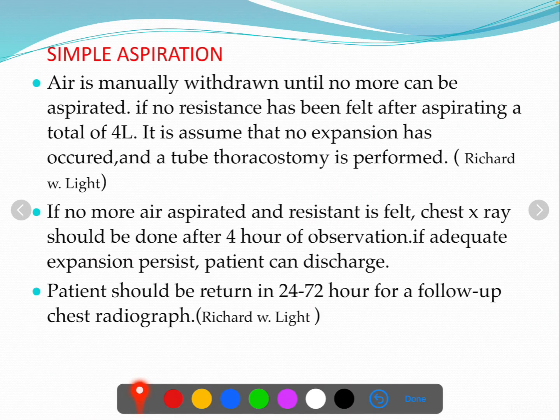Then comes simple aspiration, where air is manually withdrawn until no more can be aspirated. If no resistance has been felt after aspirating a total of 4 liters, it is assumed that no expansion has occurred and a tube thoracostomy is performed. Very, very important. If we have aspirated 4 liters of air through simple aspiration and there is no resistance felt, then we should put a tube.